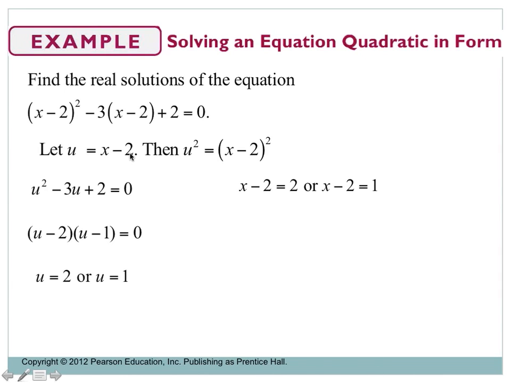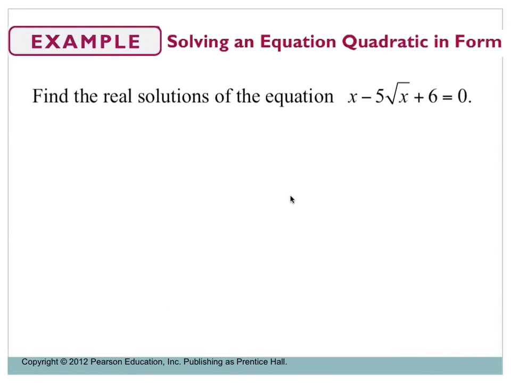So what we know is that x minus 2 has to either be equal to 2 or x minus 2 has to be equal to 1, because those are my values for u. So all I need to do is solve that. So I get x equals 4 or x equals 3. That's just obtained by adding 2 to both sides. So my solutions are 3, 4.